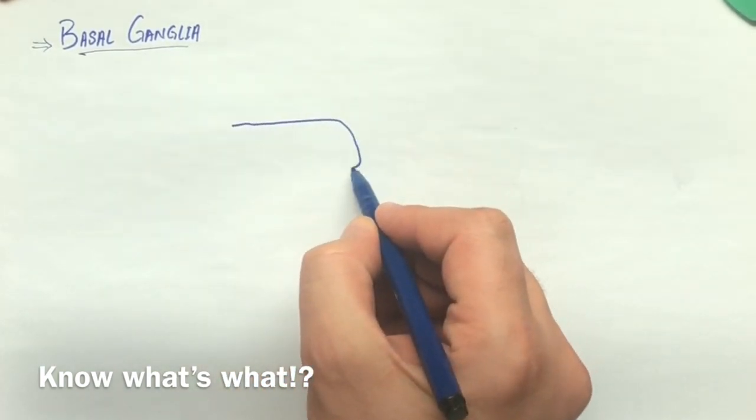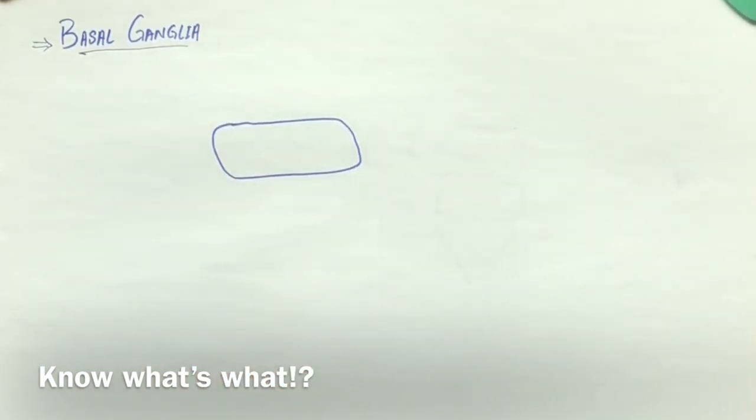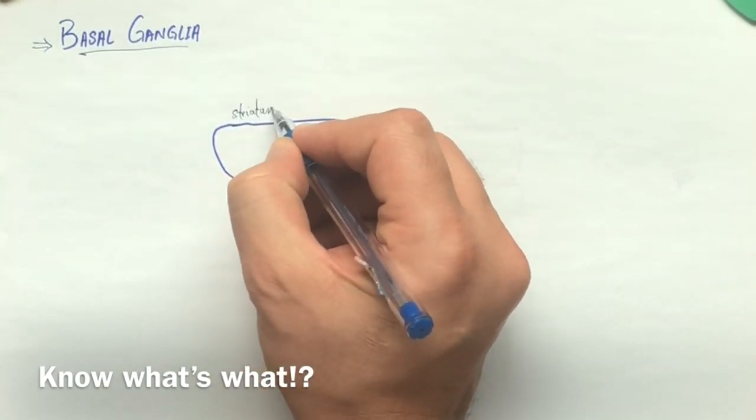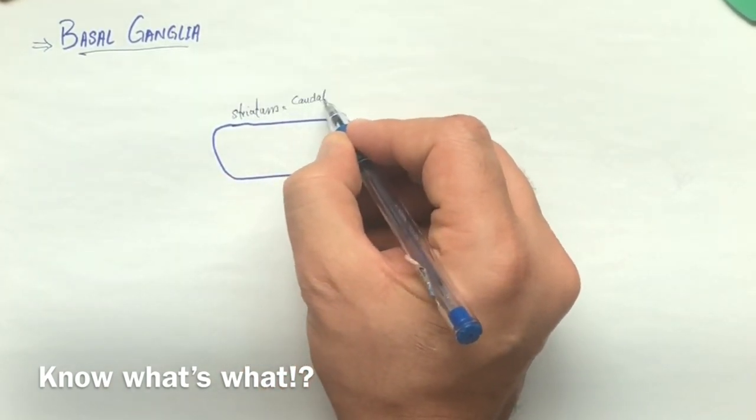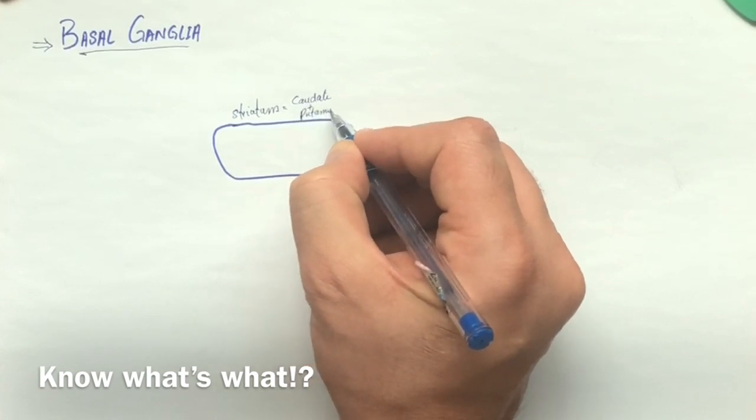Hi, in this video we're going to talk about the basal ganglia. The basal ganglia has different nuclei. So here is the striatum that will represent our striatum and is composed of caudate nucleus and putamen.